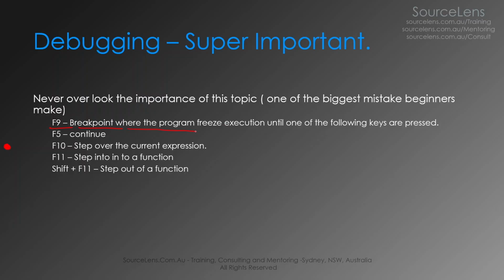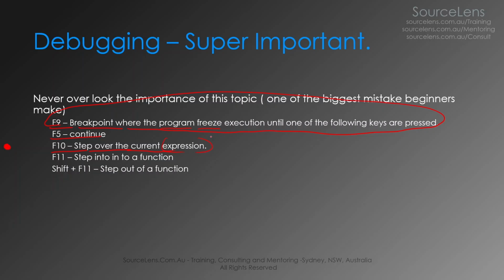So this is when someone hits a breakpoint. When it reaches the breakpoint line, what happens is the program freezes. The program freezes the execution until one of the following keys are pressed. Either continue. Continue means continue the execution until the next breakpoint is hit. This is F10. F10 is step over the current line expression.